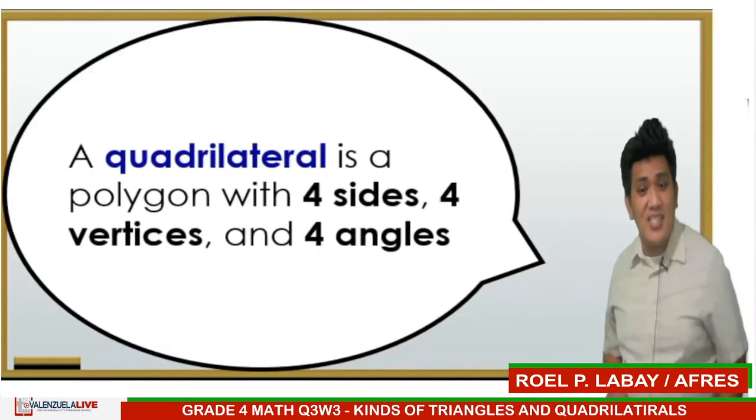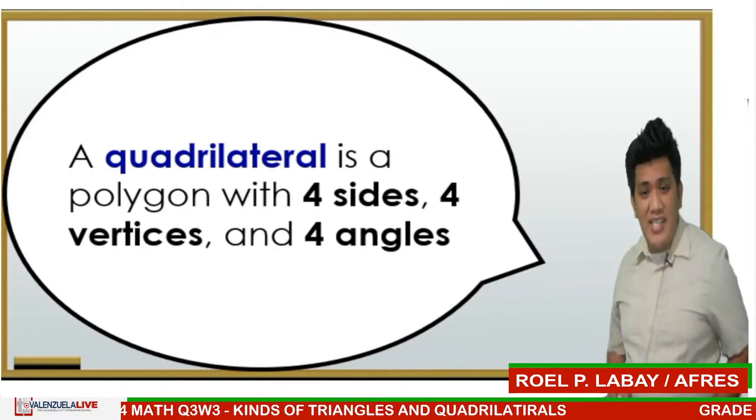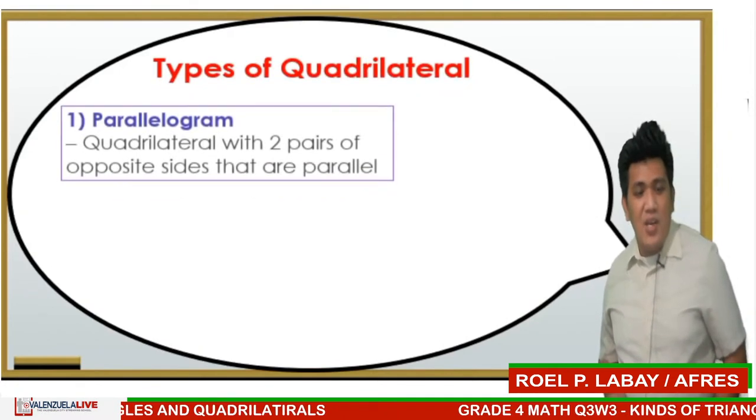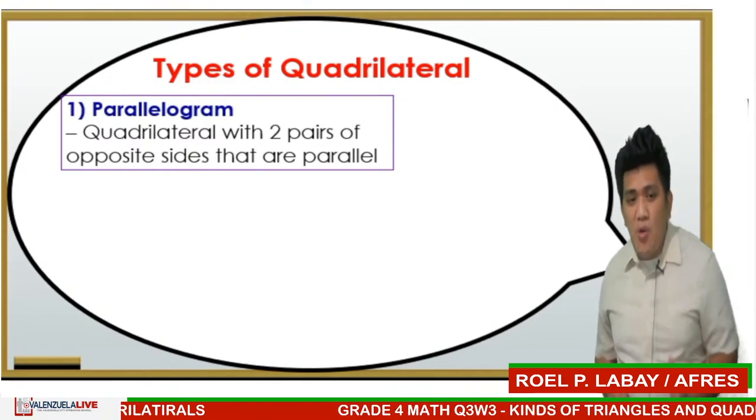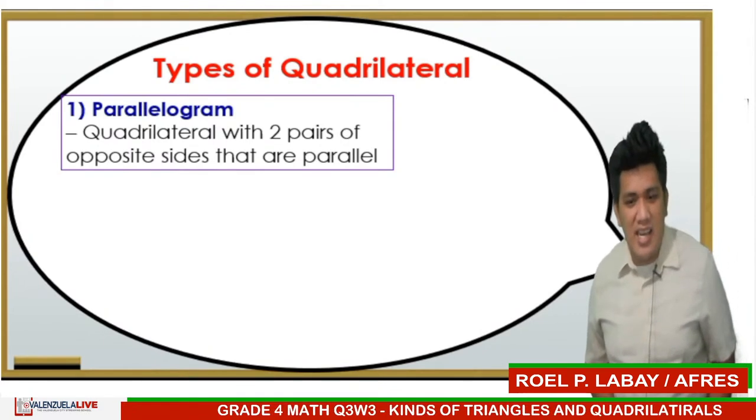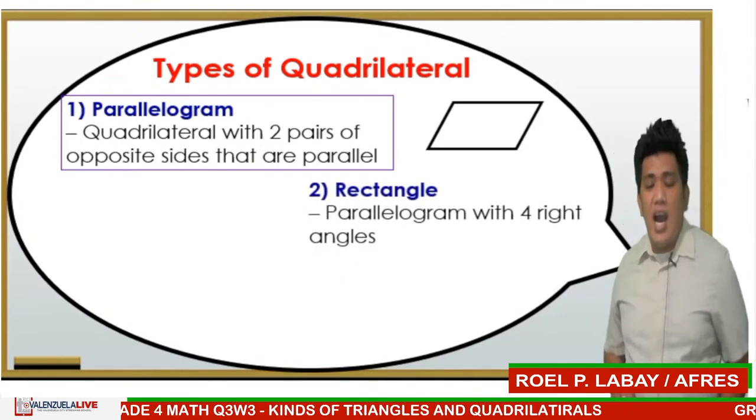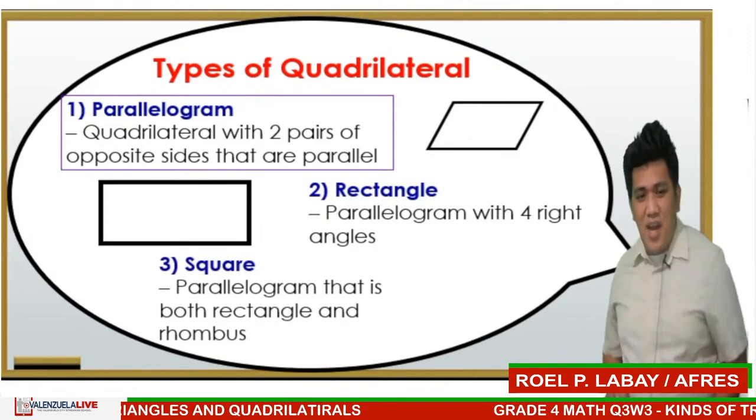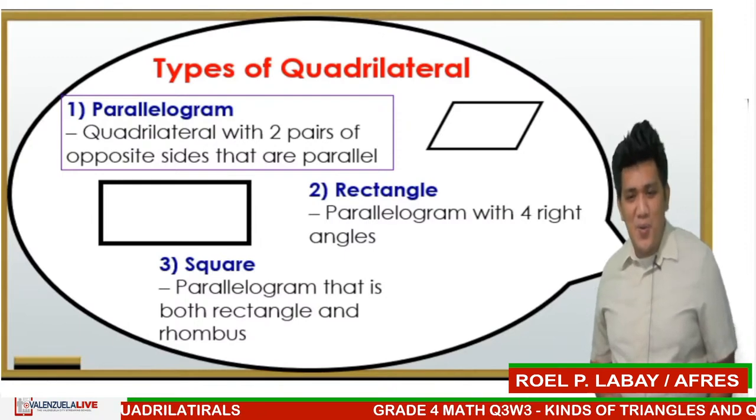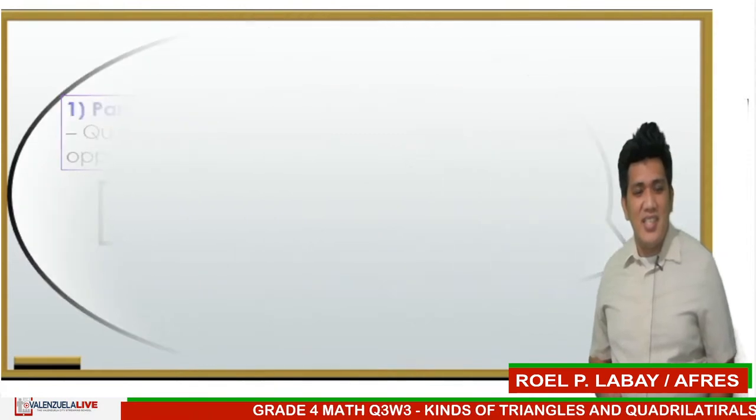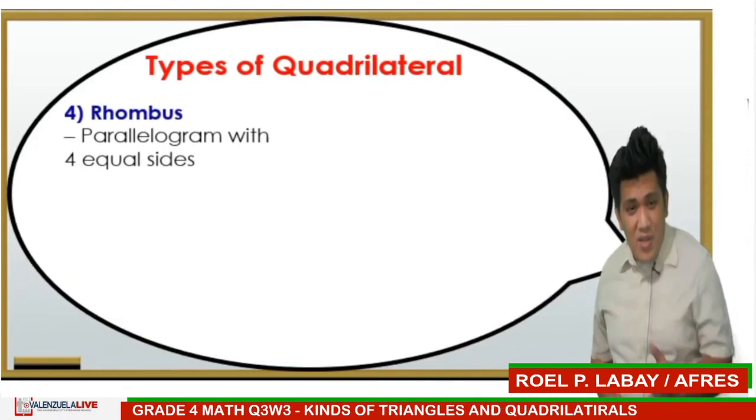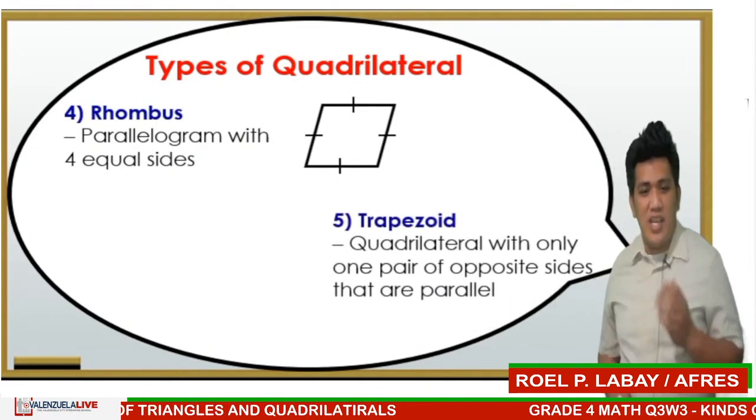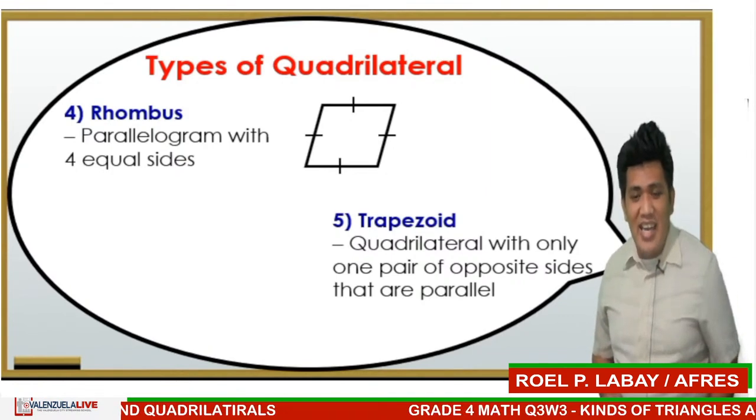Just remember, grade 4 pupils, that a quadrilateral is a polygon with four sides, four vertices, and four angles. And for the types of quadrilateral, we have a parallelogram. It is a quadrilateral with two pairs of opposite sides that are parallel. We have rectangle, a parallelogram with four right angles. We have square, a parallelogram that is both rectangle and rhombus. We have rhombus, a parallelogram with four equal sides. And trapezoid, a quadrilateral with only one pair of opposite sides that are parallel.